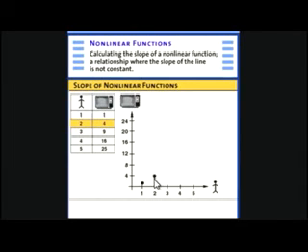3 workers are able to produce 9 television sets, so that gives me a point like this. 4 workers are able to produce 16 television sets, so follow this line up here to 16. And 5 workers can produce 25 television sets, so follow this line all the way up to 25, which will be right here.